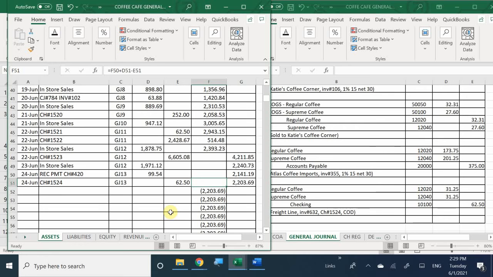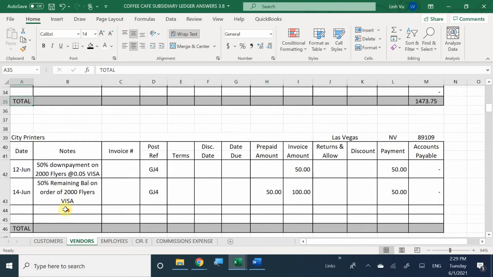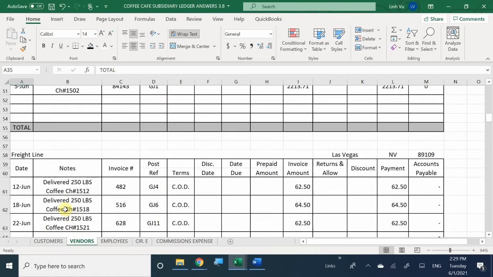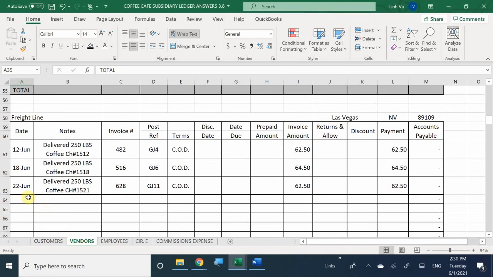Then we'll go subsidiary ledger. Yes, subsidiary ledger. And we want to go under vendors to Freightline. That went too far. There we go. Will be $624. Delivered 250 pounds of coffee. Check 1524. Invoice was 632. GJ13.